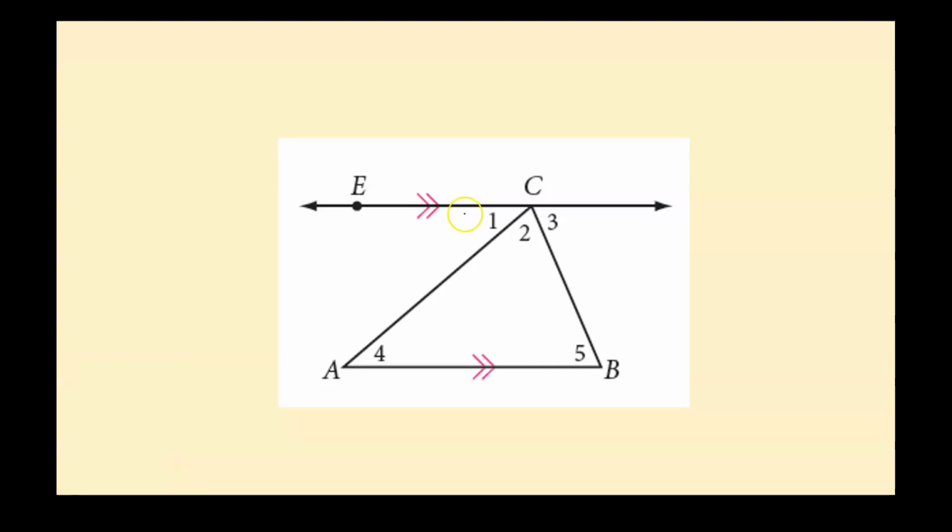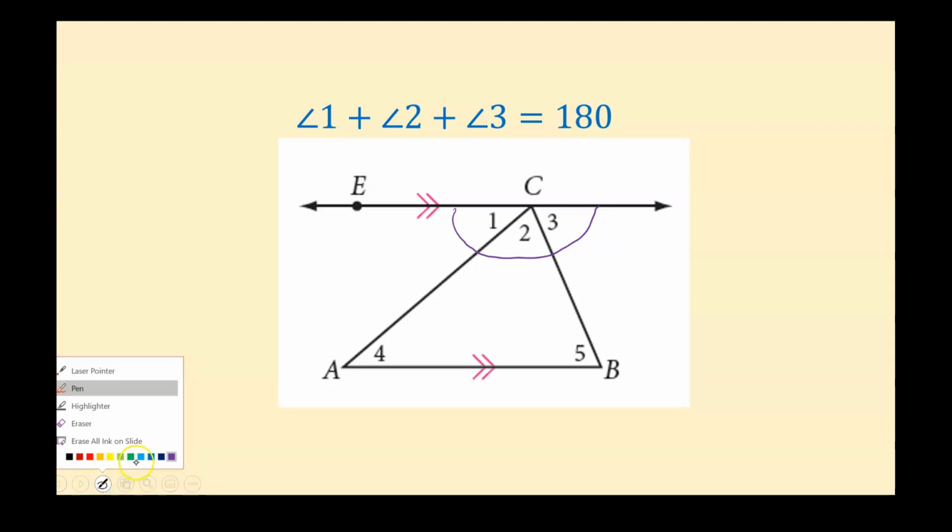So we know that on a straight line, all three of these angles add up to 180 degrees. So angle 1 plus angle 2 plus angle 3 must equal 180. But with parallel lines, we had the following discussion. We know alternate interior angles are congruent.